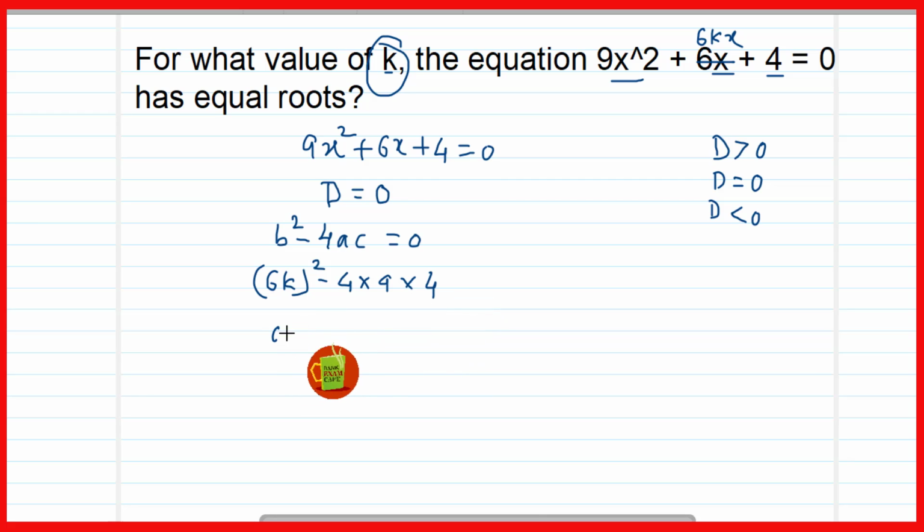So 6k square, that is 36k square. 6k bracket square, that is 36k square, which is equal to this product will be 144, and if you take 144 to the other side, it will be plus 144. Now taking square root of both the sides, you will get 6k, which is equal to plus minus 12.